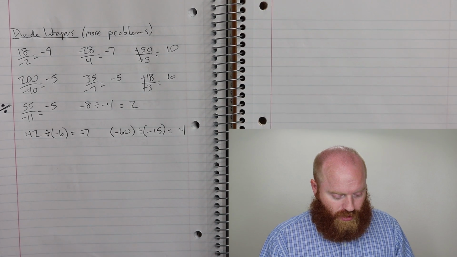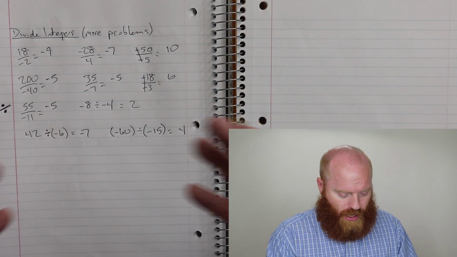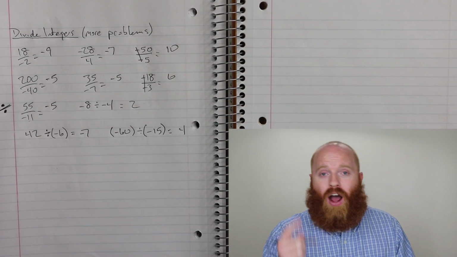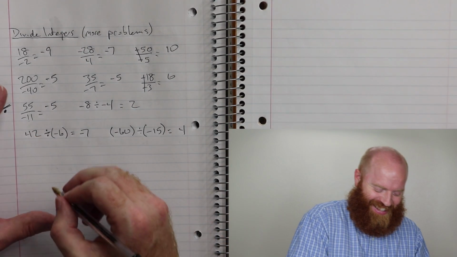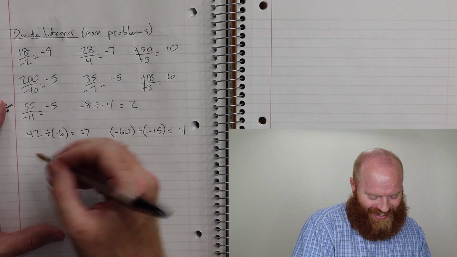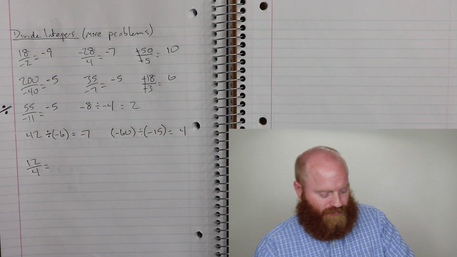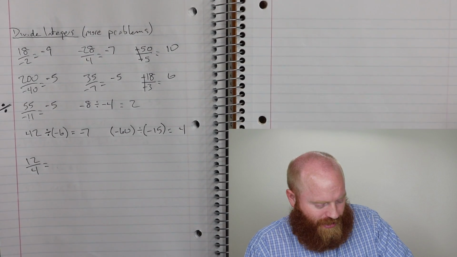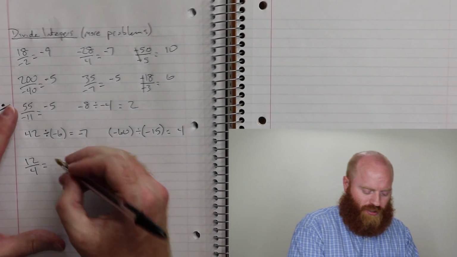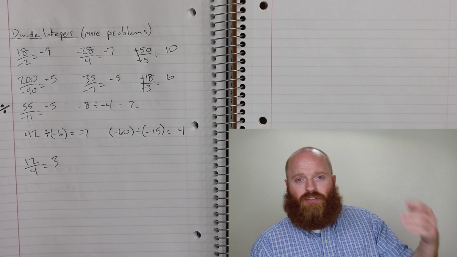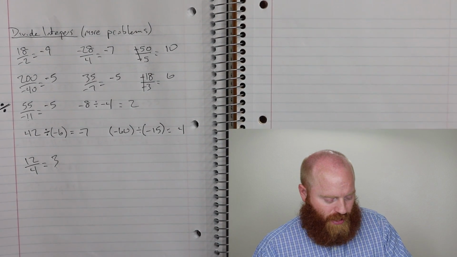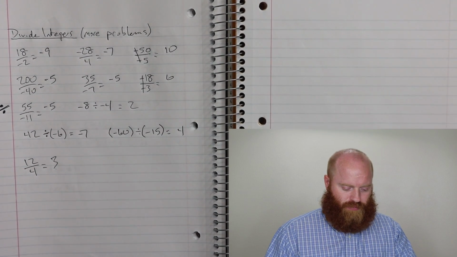I'm trying to think of some more. I'll do some more, but I don't know how to make it tough. Oh, I got one. Let's see if you can get this. 12 divided by 4. Is that positive 3 or negative 3? What a joke. The answer's tree. Positive tree. There's no negatives. Give me a break.